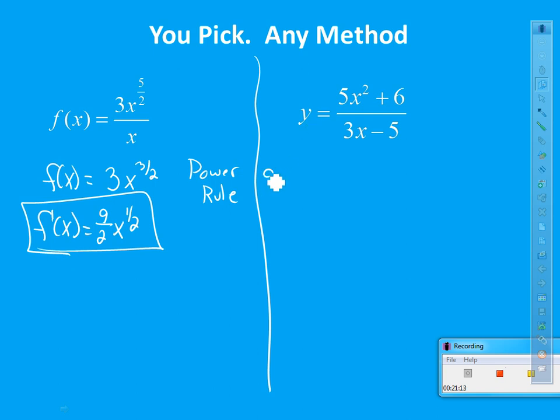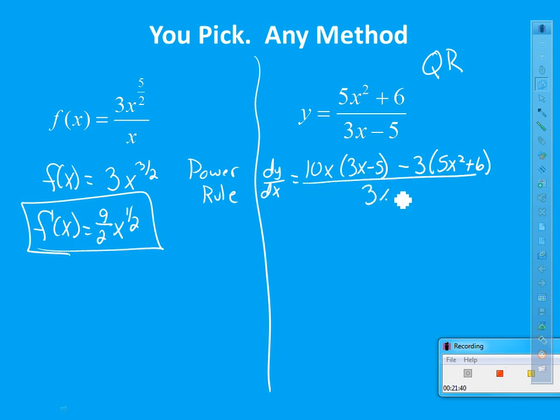On my next one, I can't simplify first, so I'm stuck using the quotient rule. I avoid the quotient rule when I can. This one I just can't. So it's going to be the derivative of the top times the bottom, minus the top, notice I'm leaving a little space, times the derivative of the bottom, because the bottom is 3, all over 3x minus 5 squared. And like I said, guys, don't FOIL that out. You'll see why soon when I ask you for critical points.